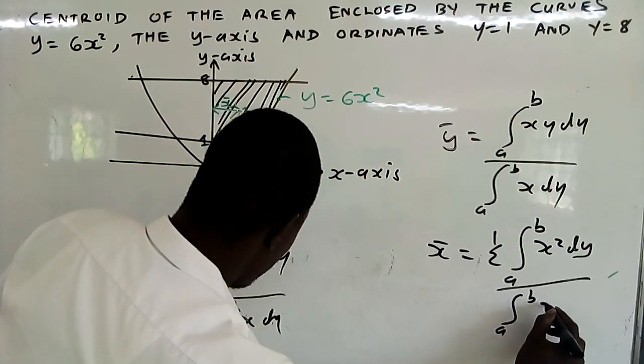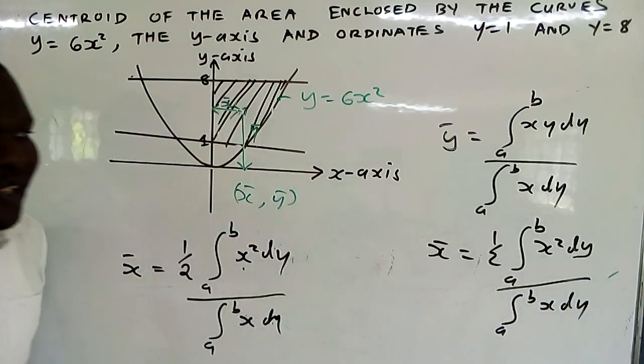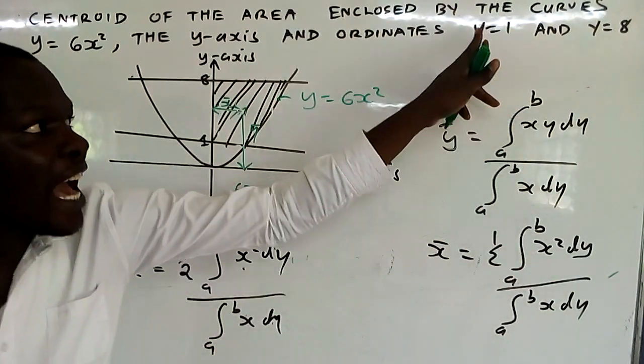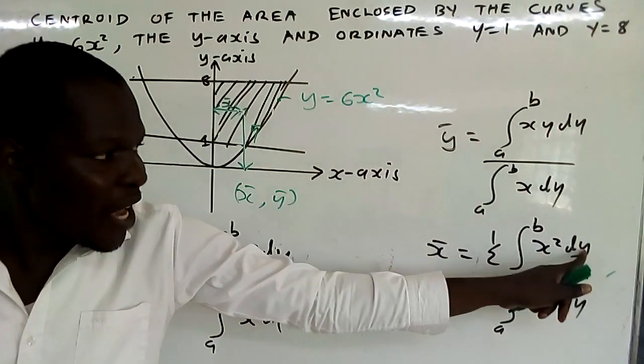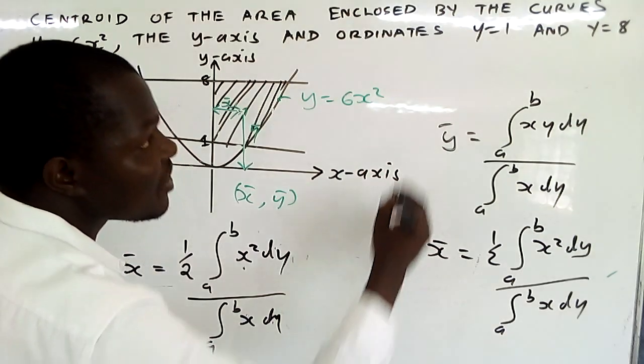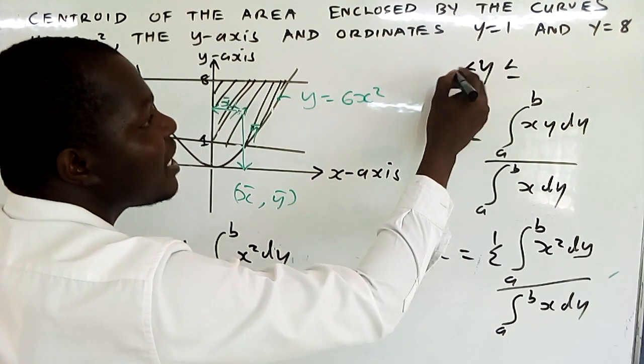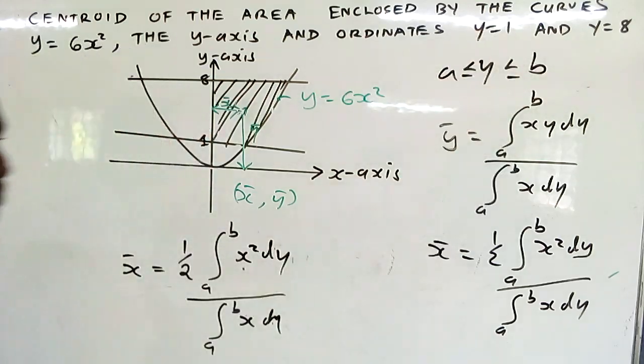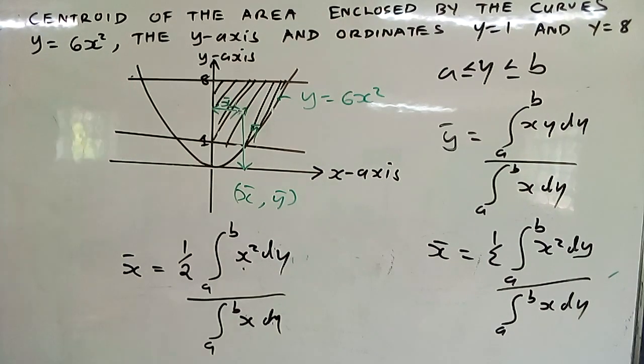over a to b of x dy. So what is a to b? The limits a to b are the limits of y, because we are integrating with respect to y, isn't it? Yes. The limits a to b are now limits of y. So it means it is the y which is in the limits a to b. Very good.